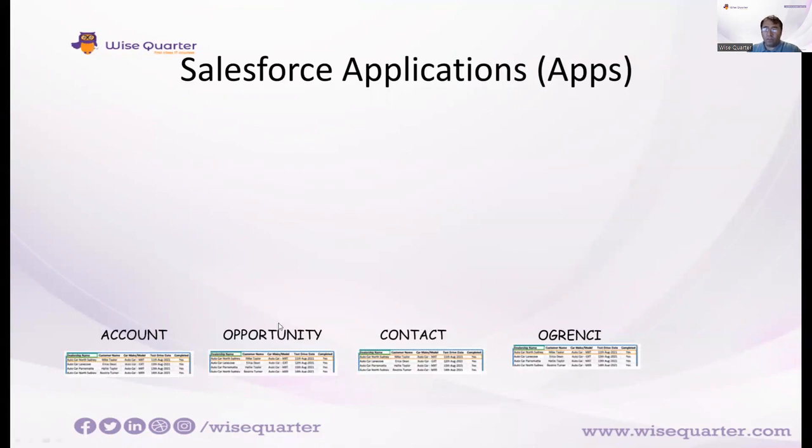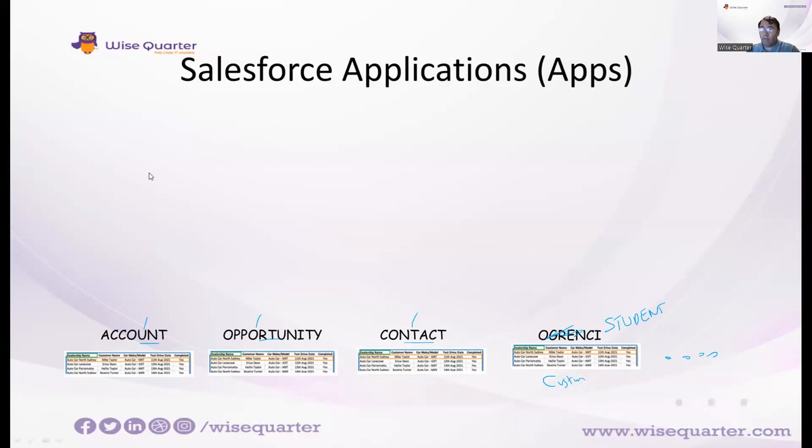we have objects here. Account object, opportunity object, contact object. This is student object. It's in Turkish, my friends, student object. And we may have lots more objects. These are called standard objects, which means Salesforce already created them. But this is called a custom object, which I created as an admin. Okay, now, this is the first thing.